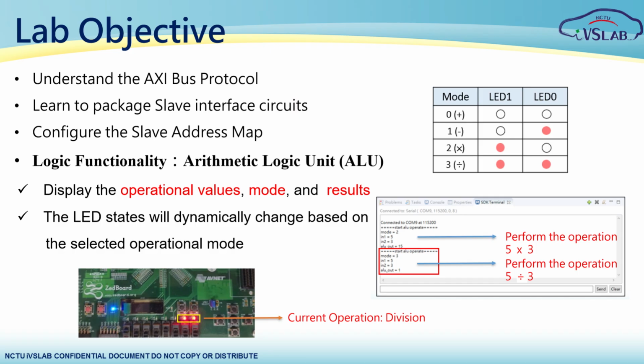In terms of logic functionality, we will implement an arithmetic logic unit, ALU, that can display operational values, operational modes, and execution results. Meanwhile, the onboard LEDs will change their states dynamically according to the active operation mode. For example, when mode equals 3, which represents the division operation, 2 specific LEDs on the board will light up. We will input 2 operand values for the computation, and the final results will be output directly onto the terminal.